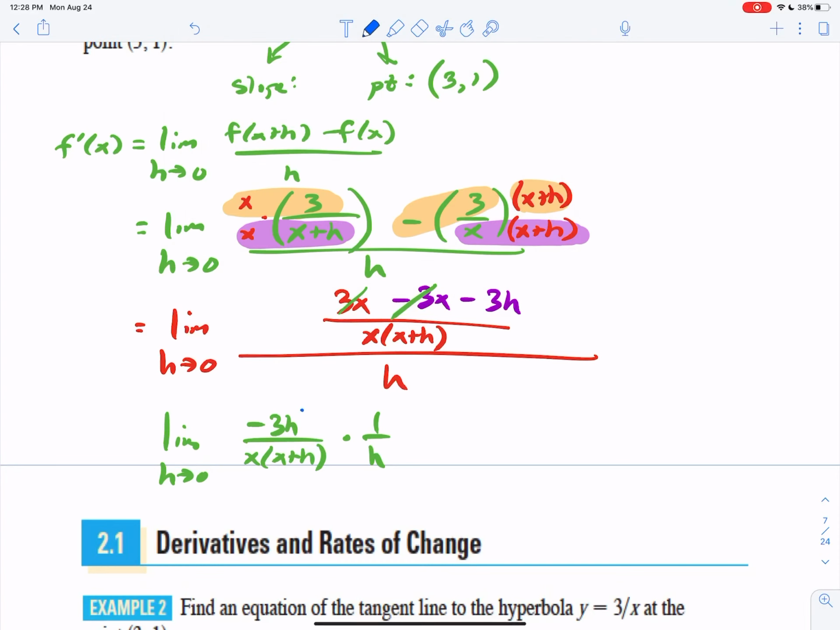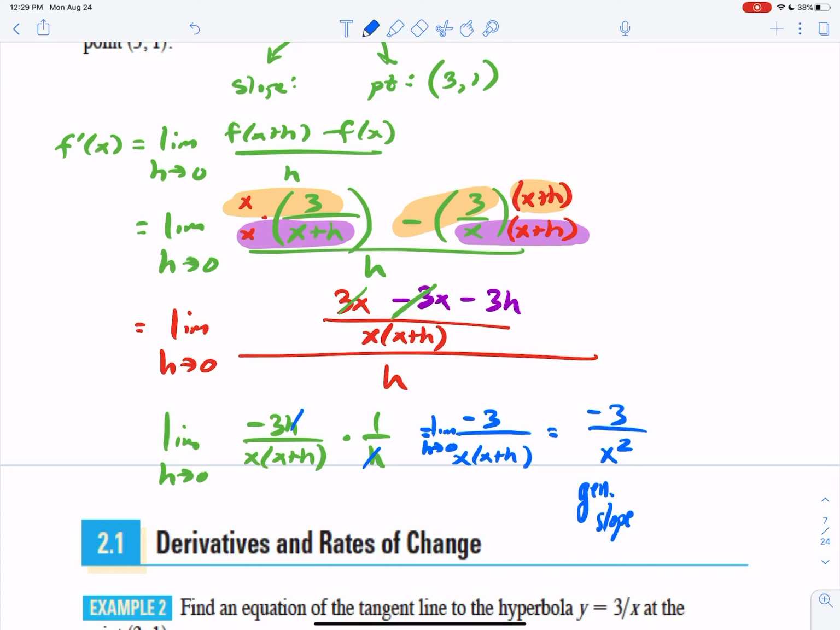Okay, I noticed that I can cross-reduce the h factor. I'm going to be left with negative 3 all over x times x plus h. I didn't take my limit yet, so I'm going to squeeze that in there. Now, when h goes to 0, I'll be left with negative 3 over x times x, which is x squared. Again, what does negative 3 over x squared represent? That is your general slope.